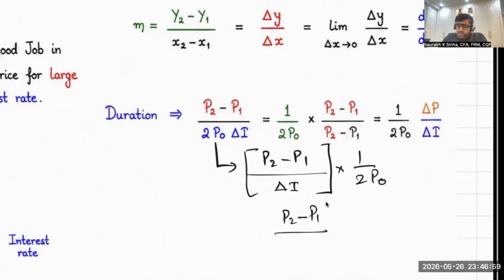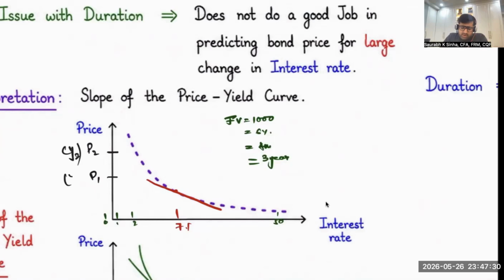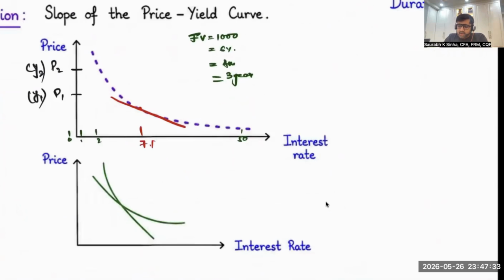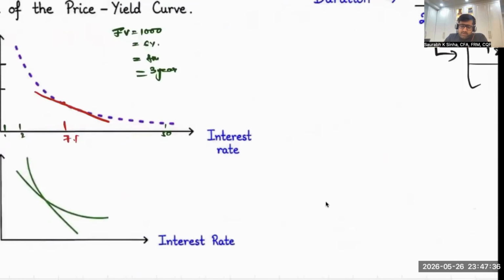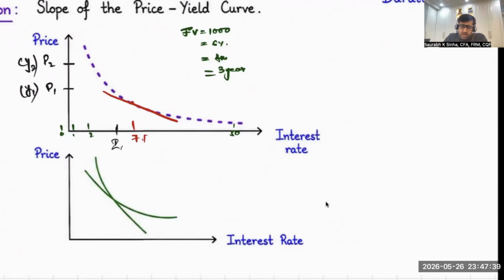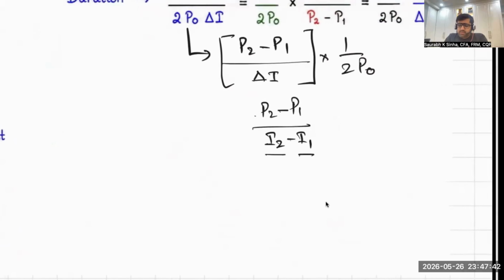Delta I is what? The change in interest rate from 6% to 7% or 7% to 8% if you're calculating the duration at 7%. So it would be I2 minus I1. What does P2 represent in the price yield curve? P2 represents a price on the y-axis, and P1 also represents a price on the y-axis. This is your y2, this is your y1, y2 minus y1, upon I2 minus I1, where interest rate is on the x-axis. So can you see the formula of the slope here?